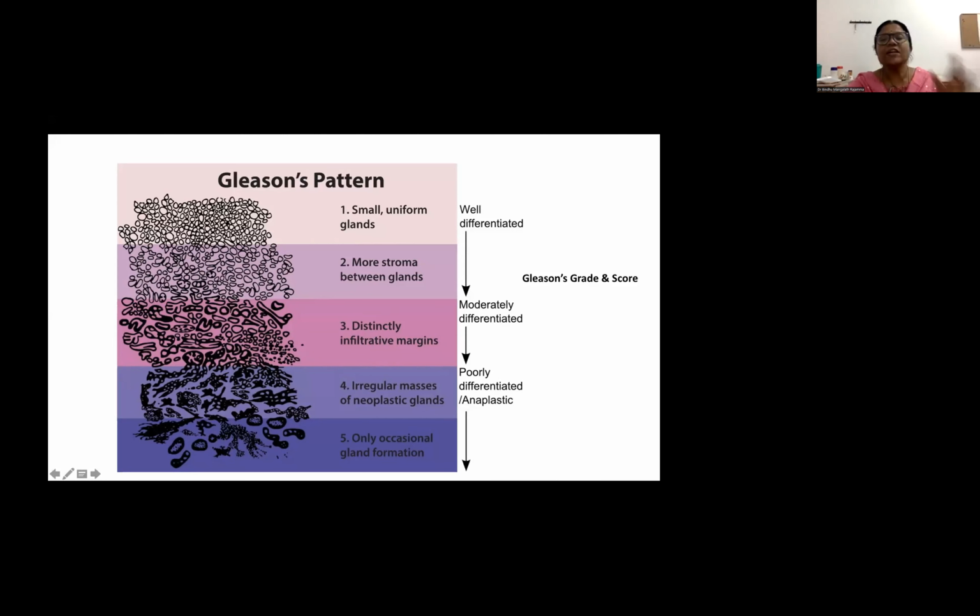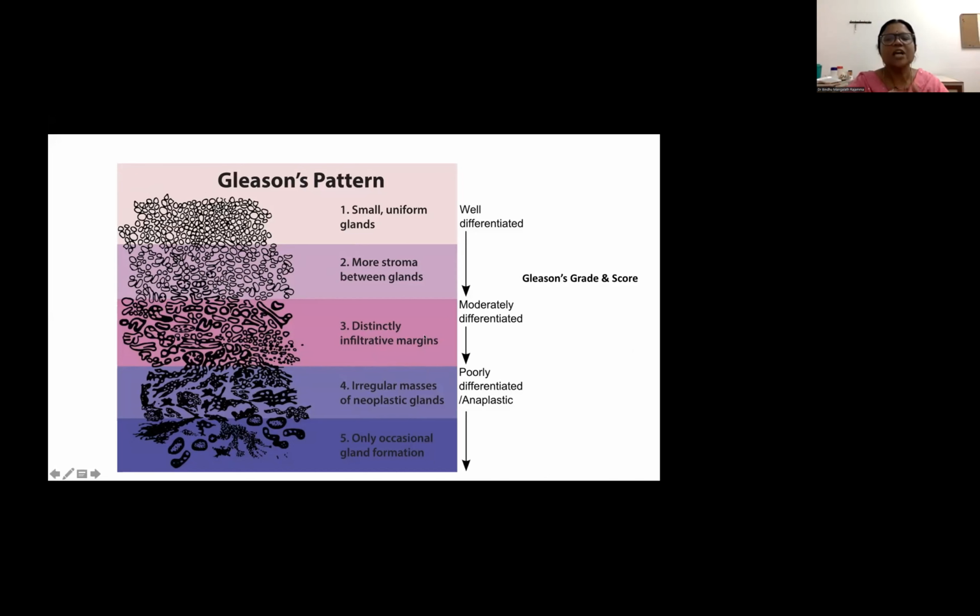So the grading is, you look at the pattern, it's again formed of glands, and scoring is like you look at the predominant pattern and the secondary pattern, and then you score, and then you add up the grades and give a final score, the Gleason score. The pathology report might say prostatic acinar adenocarcinoma, Gleason score of 4 plus 3 equals 7. So 4 is the predominant pattern there, and 3 is the secondary pattern.